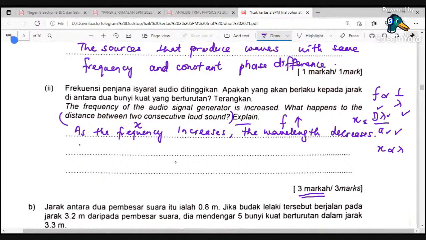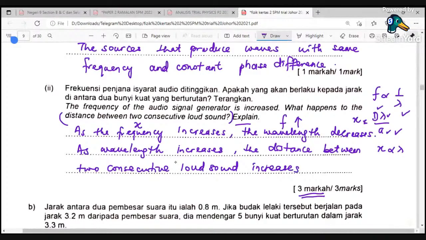Okay, wavelength dia berkurang. Then kita guna second formula. D and A are constant, so X directly occurs. Wavelength, don't simply use already defined.